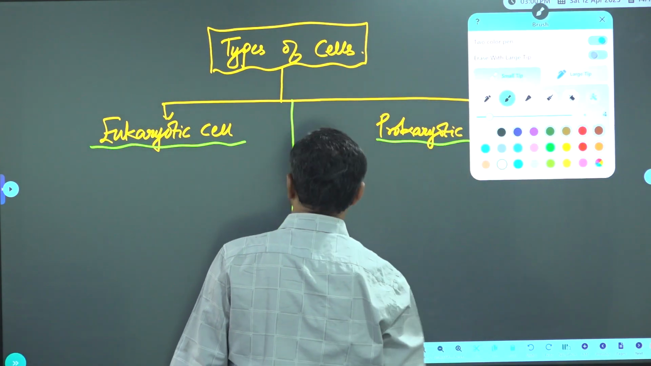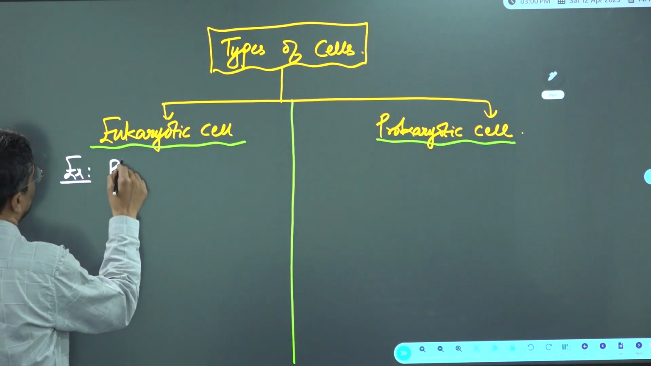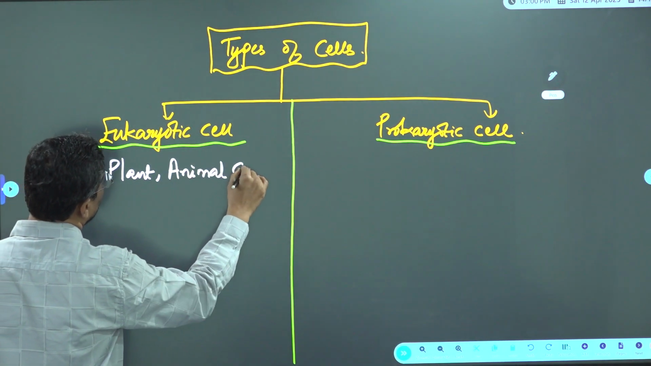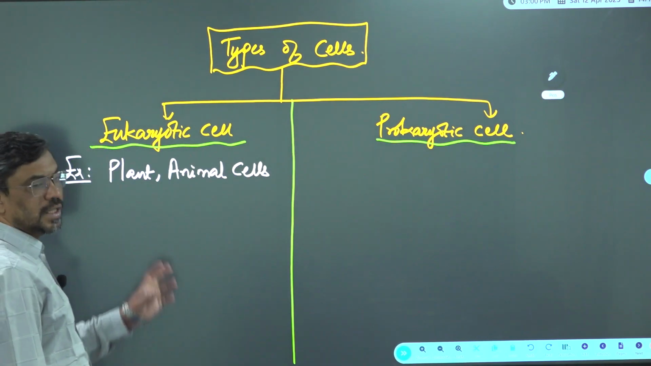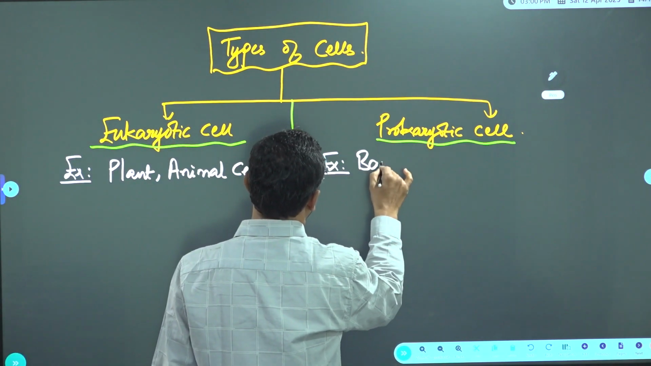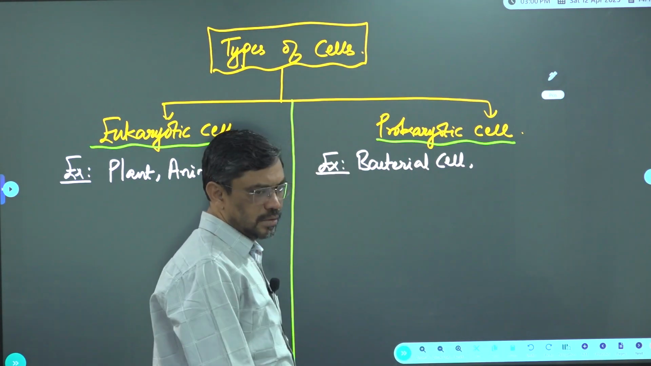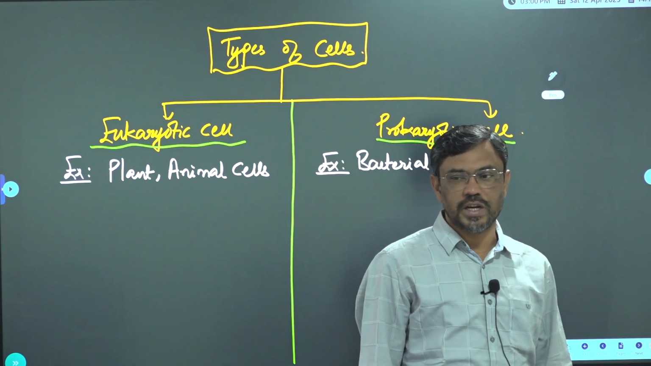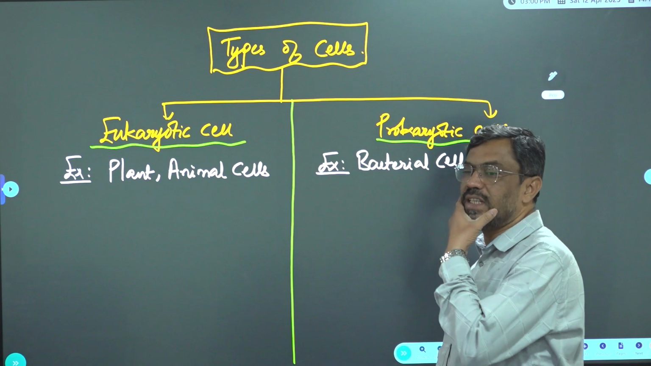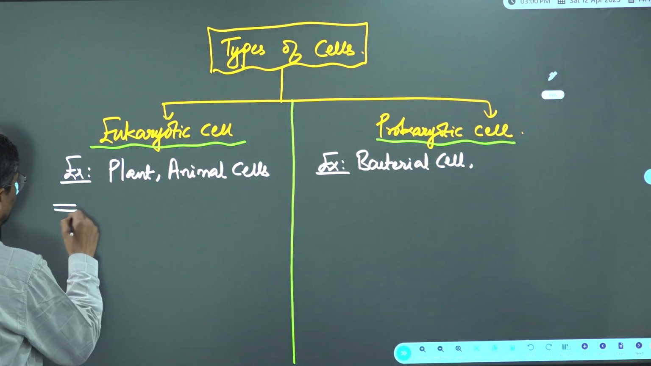You remember this one. Eukaryotic cell, examples: plant and animal cells, including human cells. Prokaryotic cell, example: bacterial cell, and also cyanobacteria, blue-green algae. Right? So let us take some important points related to this eukaryotic cell.